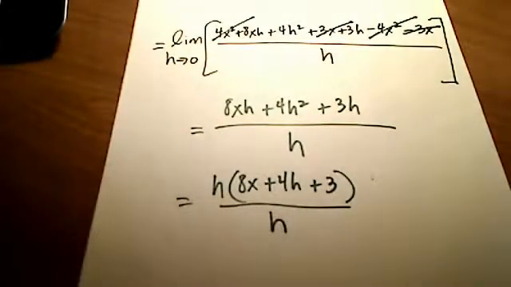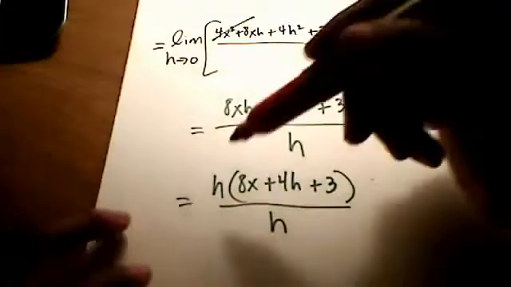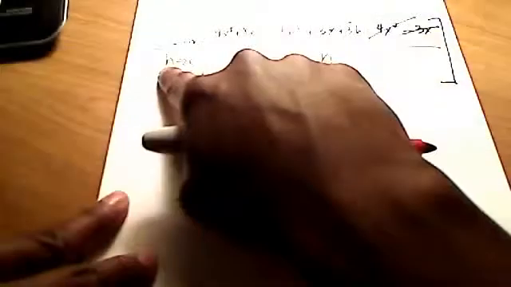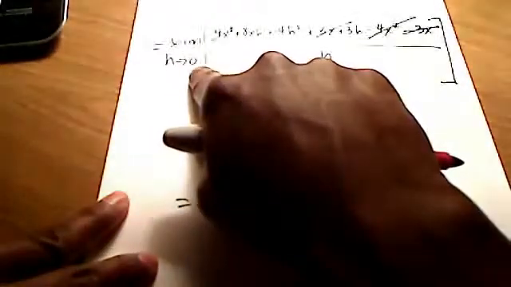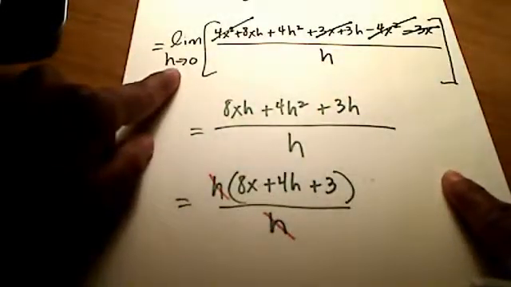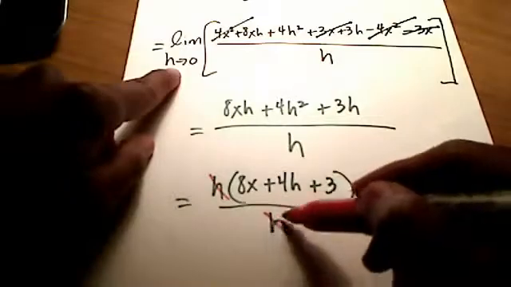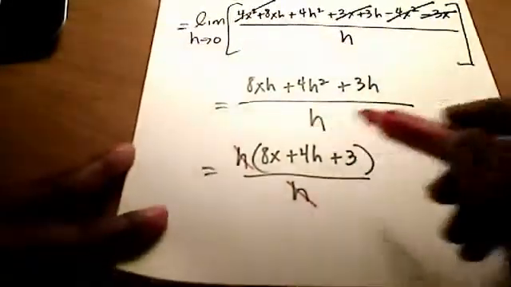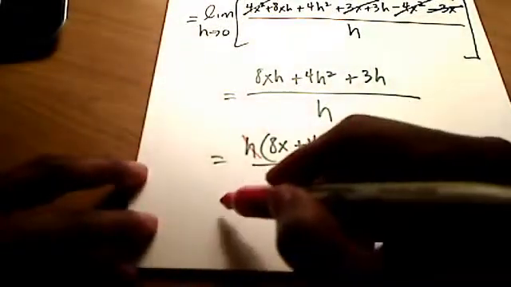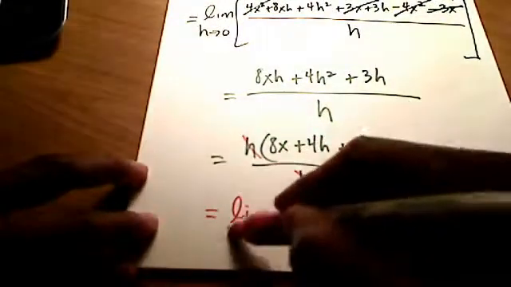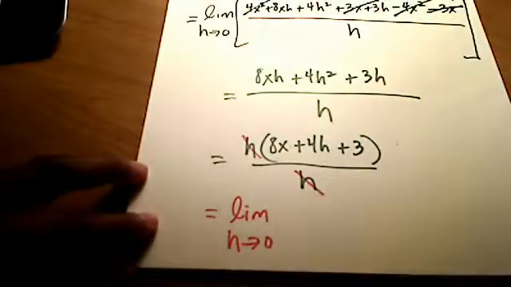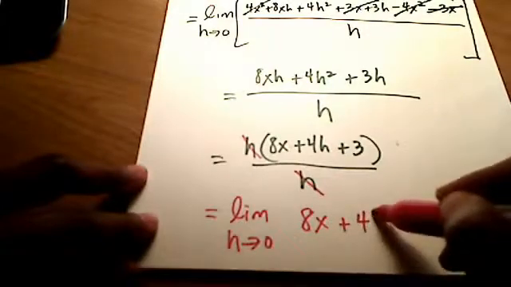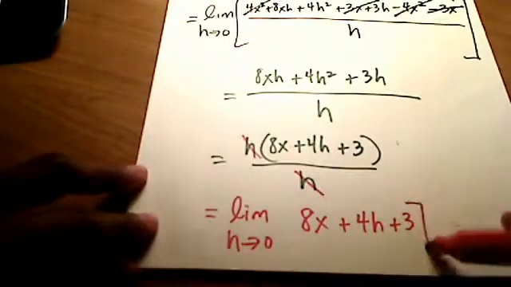Now I can cross out this h up front and that h on the bottom. Why would I want to do all that? Again, I'm trying to replace h with 0. Anywhere I see an h, I'm trying to replace it with a 0. And if I tried to do that right now, down here, I couldn't do it. So that's why I factored an h out of everybody there. And I'm simply left with the limit as h approaches 0 of 8x plus 4h plus 3.